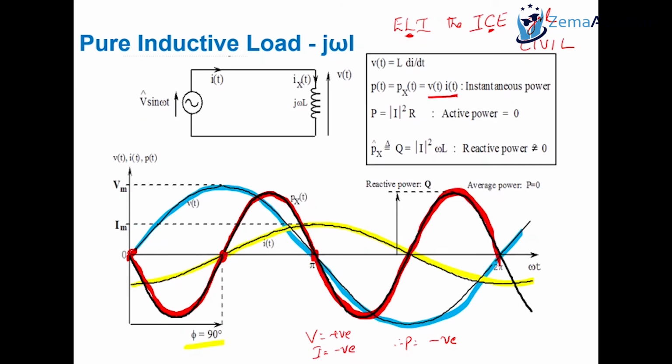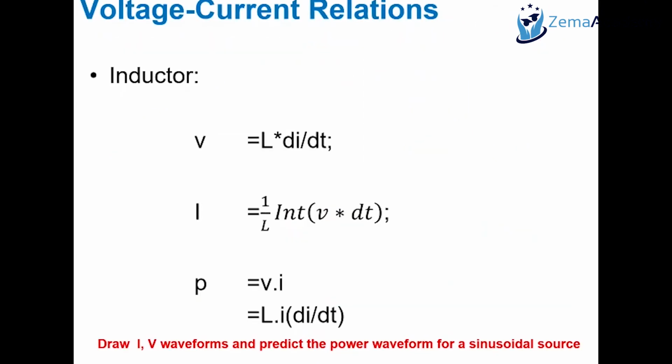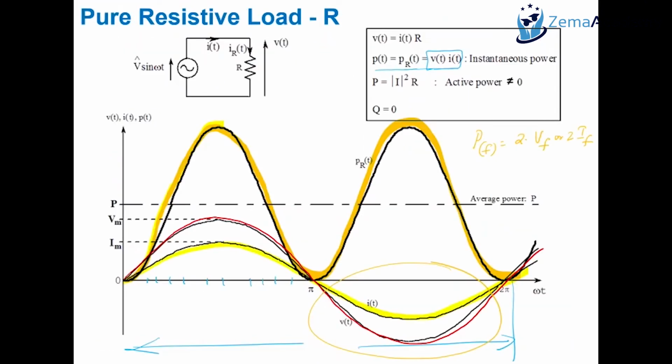Now, in terms of the power waveform, which is in red here on this slide, and the power waveform here, which is in orange, what is the difference? Any differences that you can note?